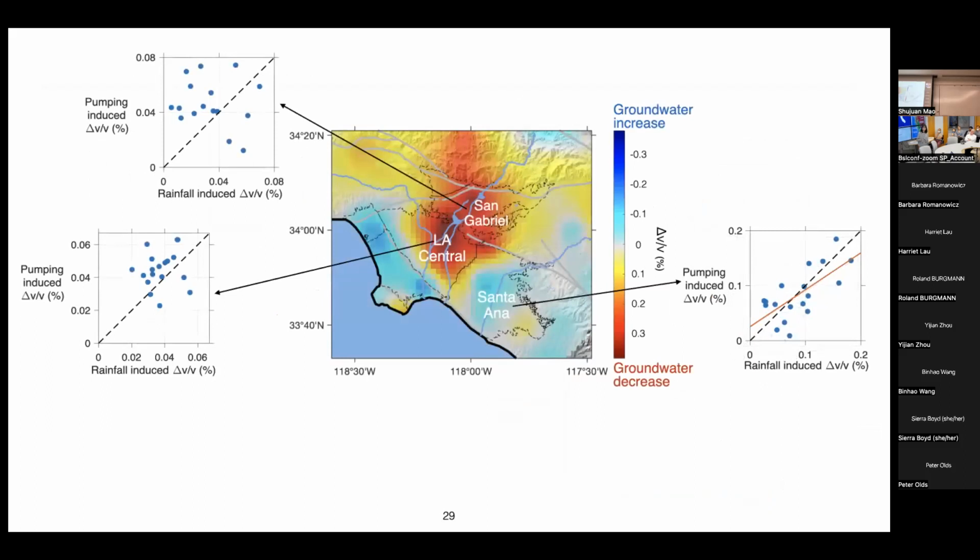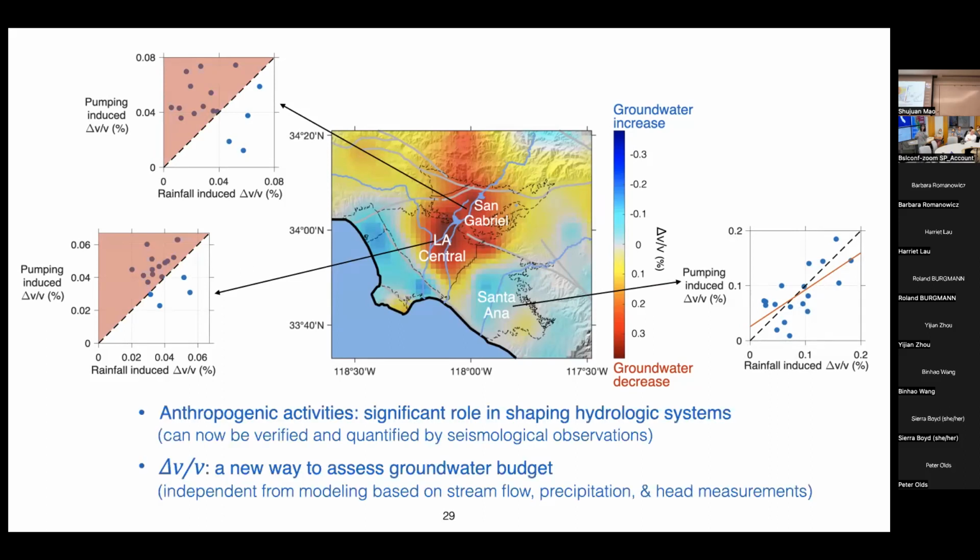However, this has not been the case for the other two basins, as shown on the left side. We observe very little evidence of a linear relationship between these two seasonal components. What's more, for San Gabriel and LA Central Basins there are more dots in the upper triangle, corresponding to years when pumping-induced changes exceed the rainfall-induced changes, which altogether progressively lead to long-term excessive groundwater depletion. So this type of analysis shows that the different pumping strategies are likely the main reason for the signs we observed in these basins. It shows the significant role of anthropogenic activities in shaping the shallow subsurface, compounding the global warming.